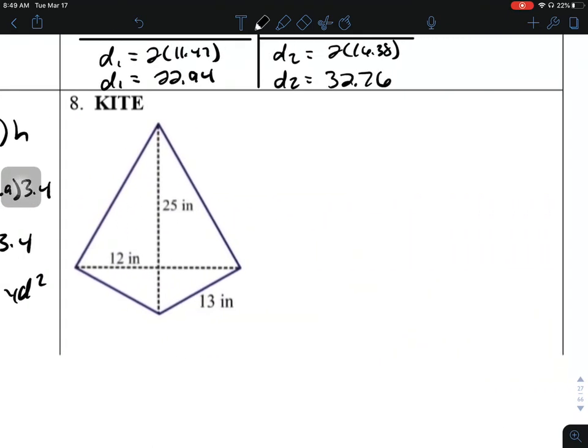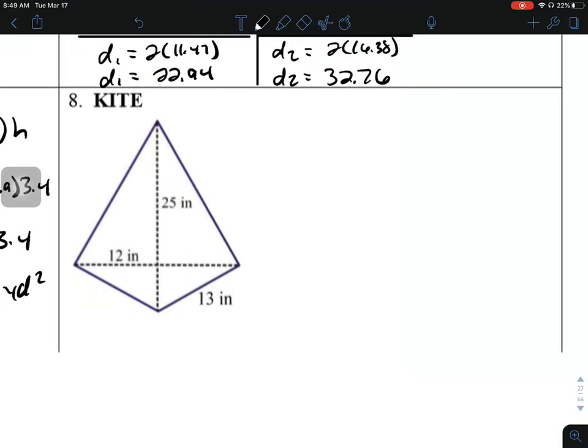Number 8, it's a kite. In a kite, one diagonal is bisected. So one of these diagonals is 12, is 24, I should say. The area of a kite is 1/2 diagonal 1 times diagonal 2. One diagonal is 24. Don't know what the other one is yet. We know part of it's 25.